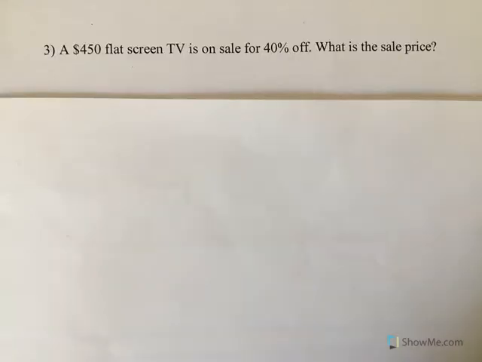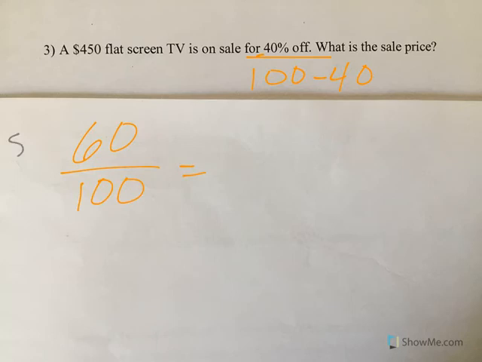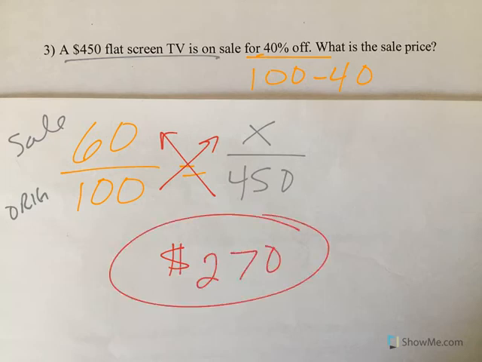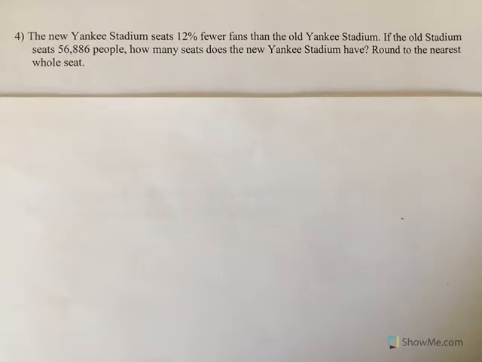A $450 flat screen TV is on sale 40% off. What's the sale price? Okay, if it's 40% off, that means we take that away from the 100. So you're still paying 60% when you're doing the sale price. So this is the sale price. This is the original price. 450 is the original. You're trying to find the sale price. So we cross multiply, divide, and the sale price is $270.